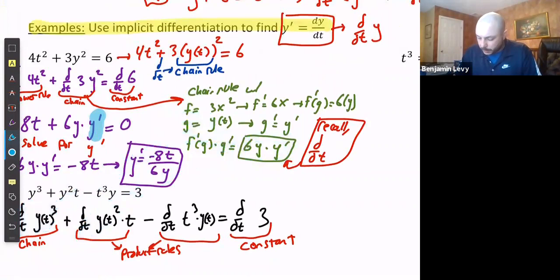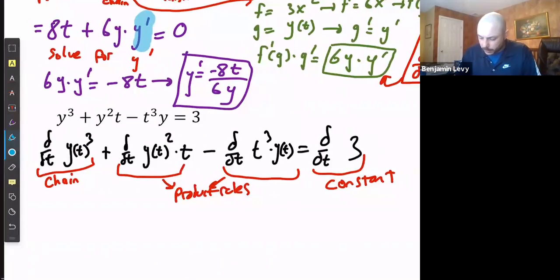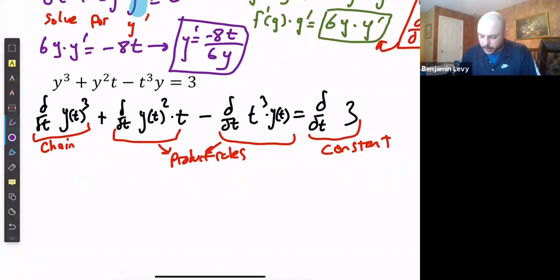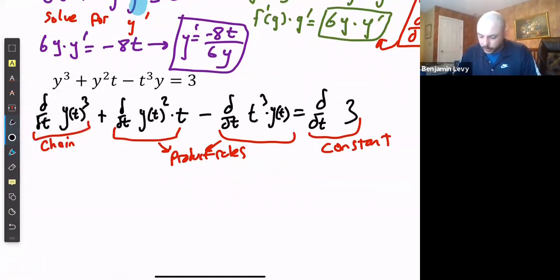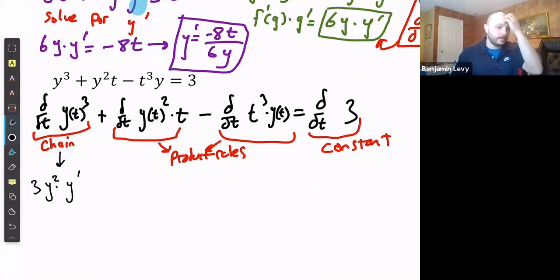And so I'm not going to write all those details. Let me know if you want to see them, or I can talk about them a little more carefully here. But this one, for example, this first chain rule becomes 3y squared times y prime. That makes sense. Very similar to the last one, how it was 6y times y prime. Bring down the power, subtract 1 off the power, but then you need to multiply by the derivative of the inside.